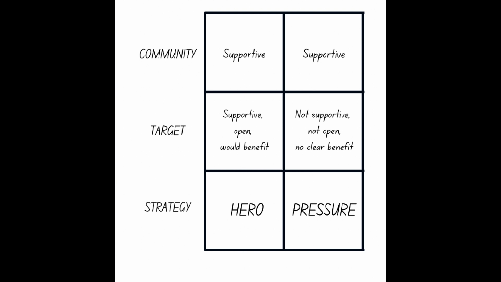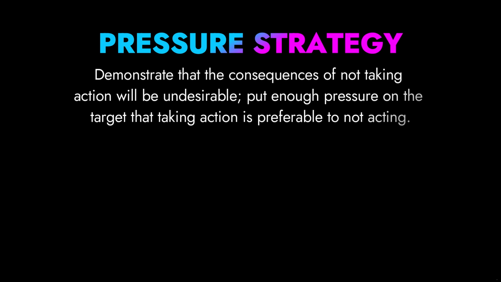Now let's look at a pressure strategy, which, as I said, you use when your target does not want to do what you want them to do, or there's no clear immediate benefit for them. With a pressure strategy, you need to demonstrate to the target that the consequences of not doing what you want and not taking the action that your campaign is asking for will be so bad or so undesirable that they better do it even if they don't want to.